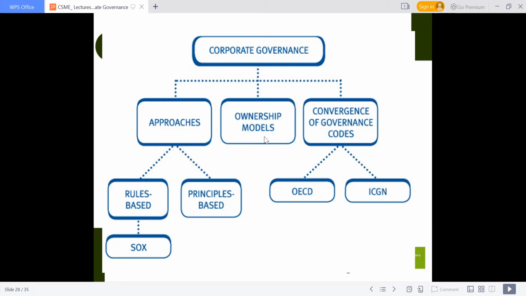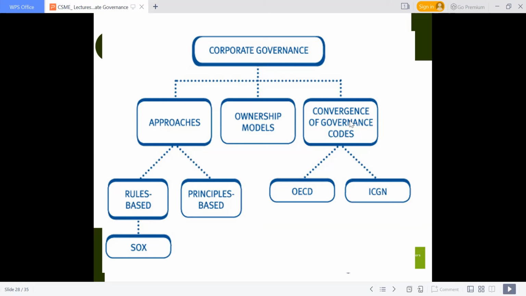Let me also explain the international corporate governance codes. We have the one of OECD, which means Organization for Economic Cooperation and Development. ICGN means International Corporate Governance Network. And we also have another one called the Commonwealth. In your new syllabus, they make mention of it.